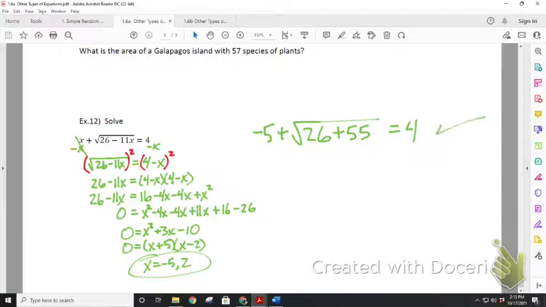That checks out. Plug in a 2, and I get 26 minus 22. And that gives me 4. Square root of 4 is 2. That checks out as well. We were safe. But there's always a chance it might not check out.